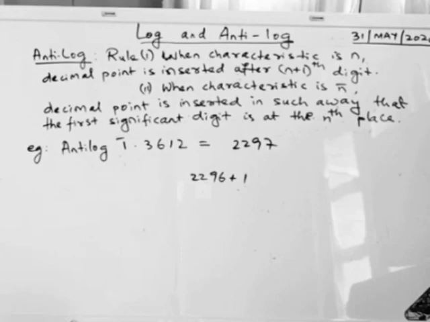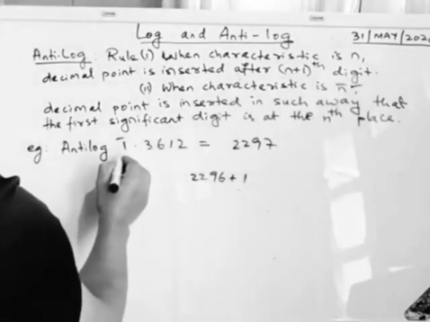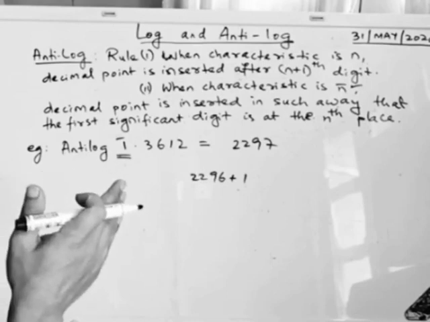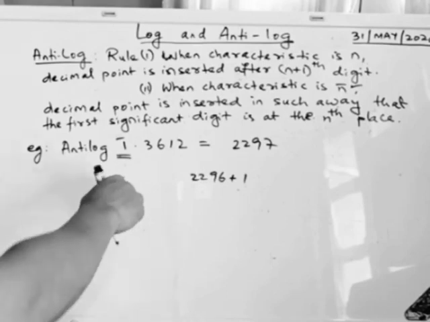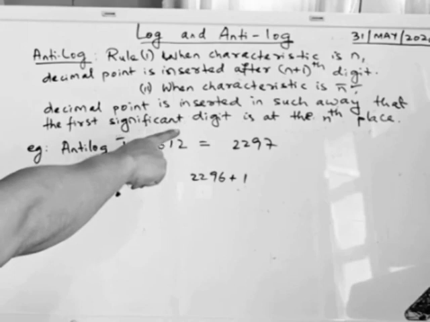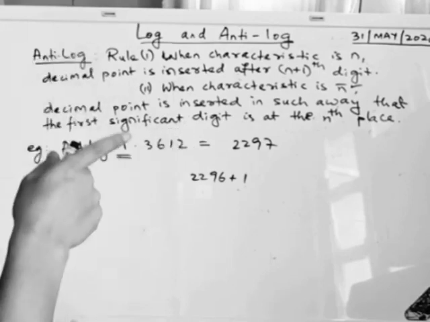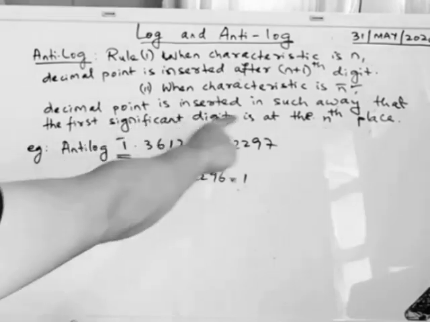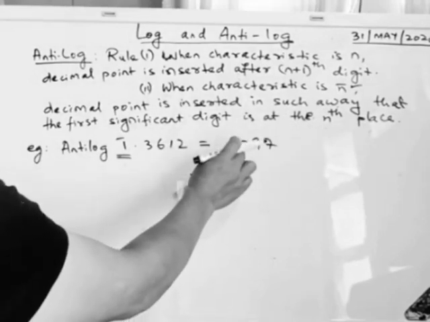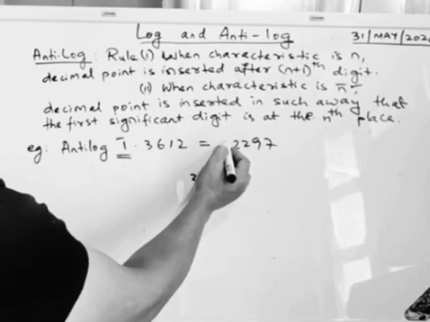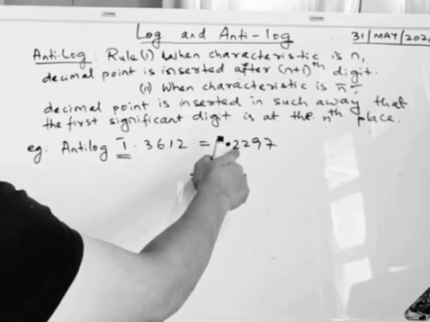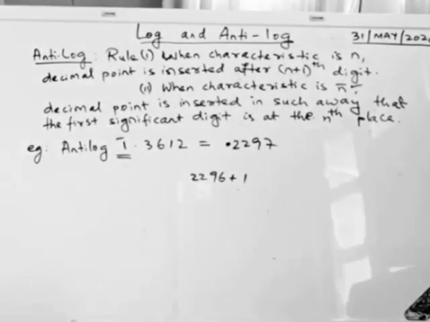2297. Here the characteristic is n bar, here 1 bar. The decimal point is inserted in such a way that the first significant digit is at the nth place. Since our characteristic is 1 bar, the first significant digit should be at the first place. The first significant digit is 2, so the decimal point should be inserted here so that the first significant digit comes at the first place. I think we got this.